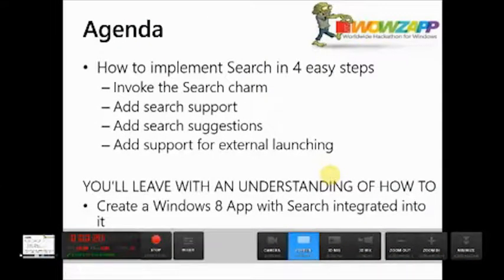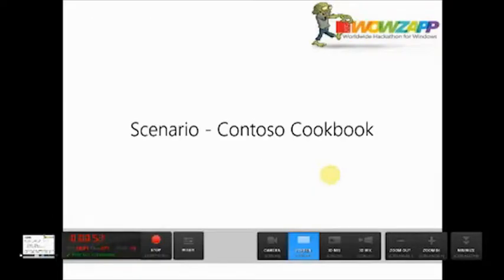So to be more specific, the agenda for today is implementing search in 4 easy steps. We are going to first see how search works when we invoke the search charm. How do we add search support in our app? Then how do we add search suggestions and add support for external launching? Towards the end of this session, I would like you to go back to your seats and be able to implement search in your Windows 8 app.